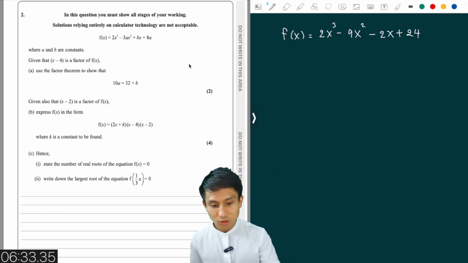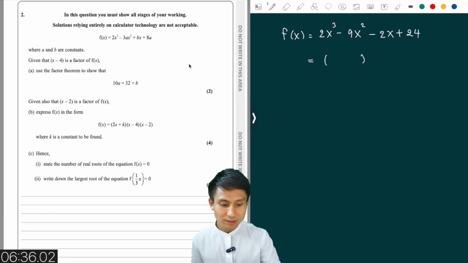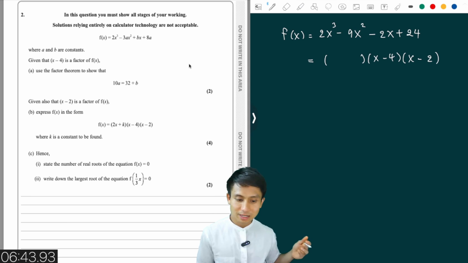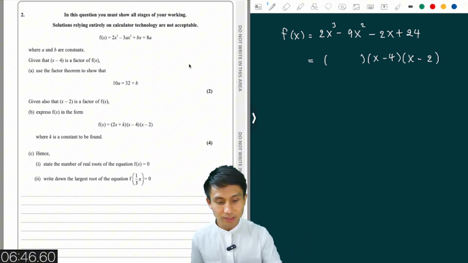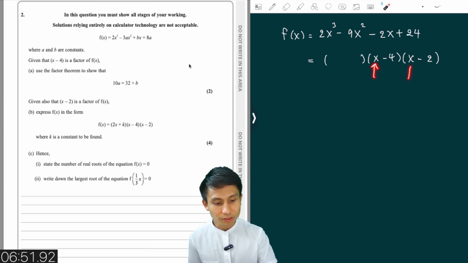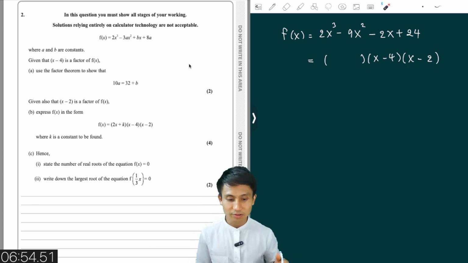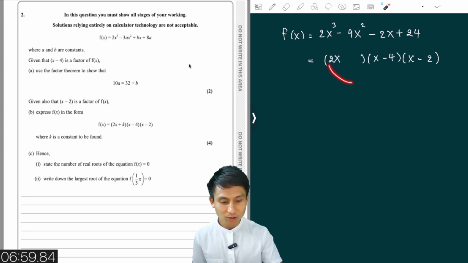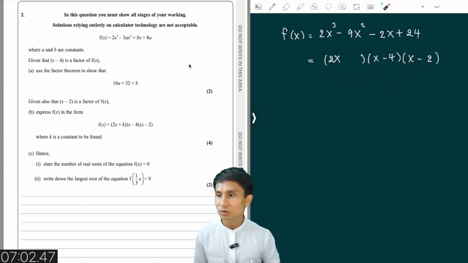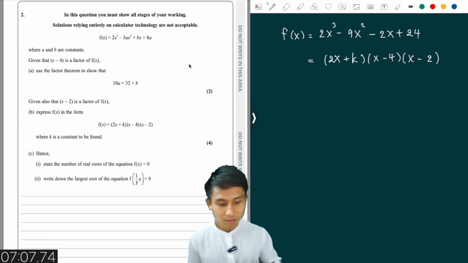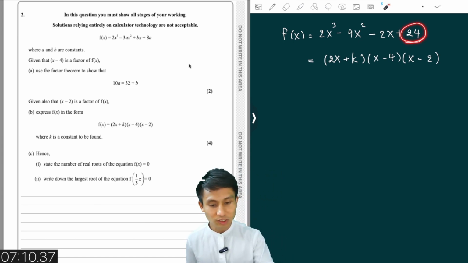Okay, so we already know that there are two factors, x minus 4 and x minus 2. Well, seems like there needs to be a 2 here because the coefficients of the x's here are just 1. So the only way to make this make sense is to have 2x, because then when you multiply all the front terms here, they would become 2x cubed. And then let's say we don't know this. Let's make it a plus k. But we know that the last term here is 24, right?